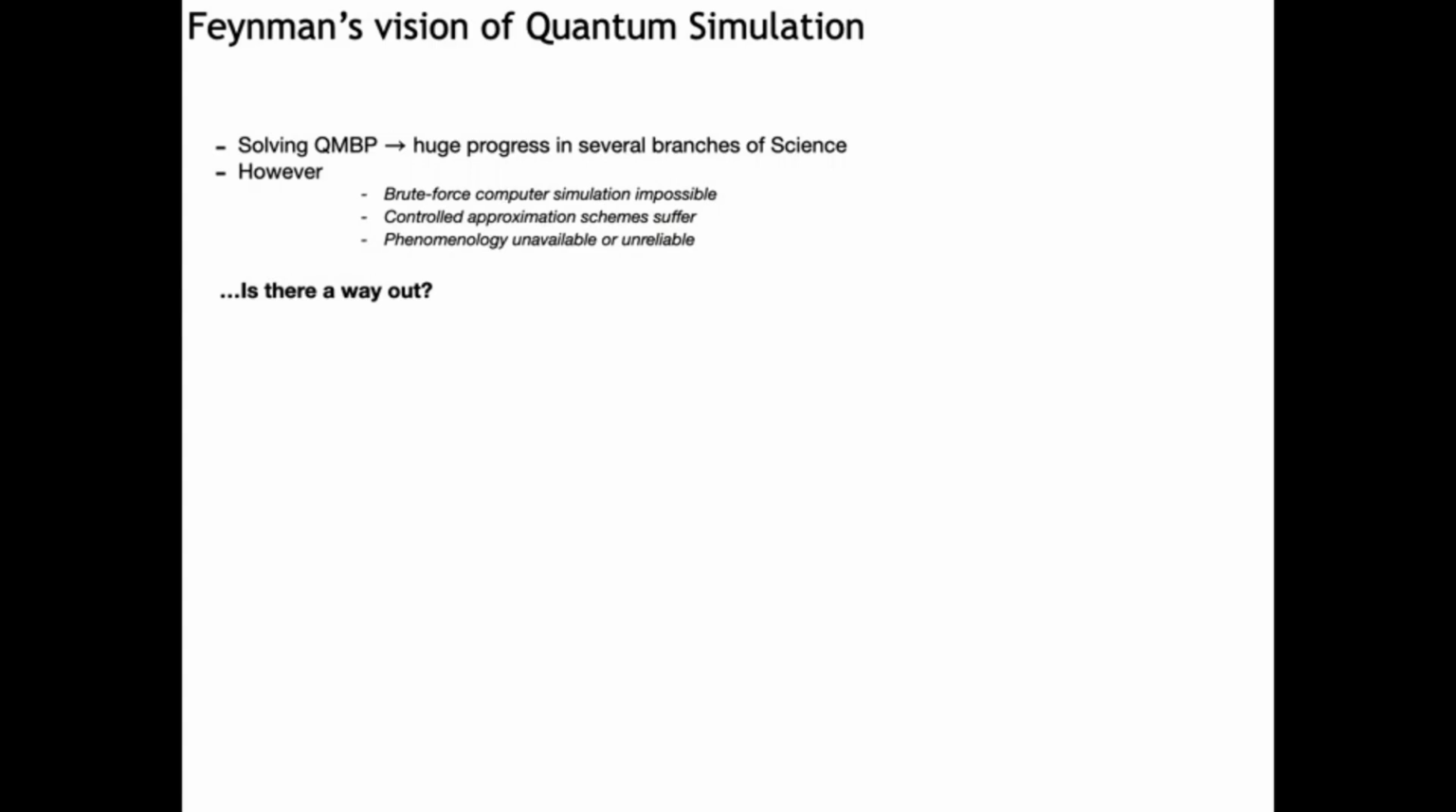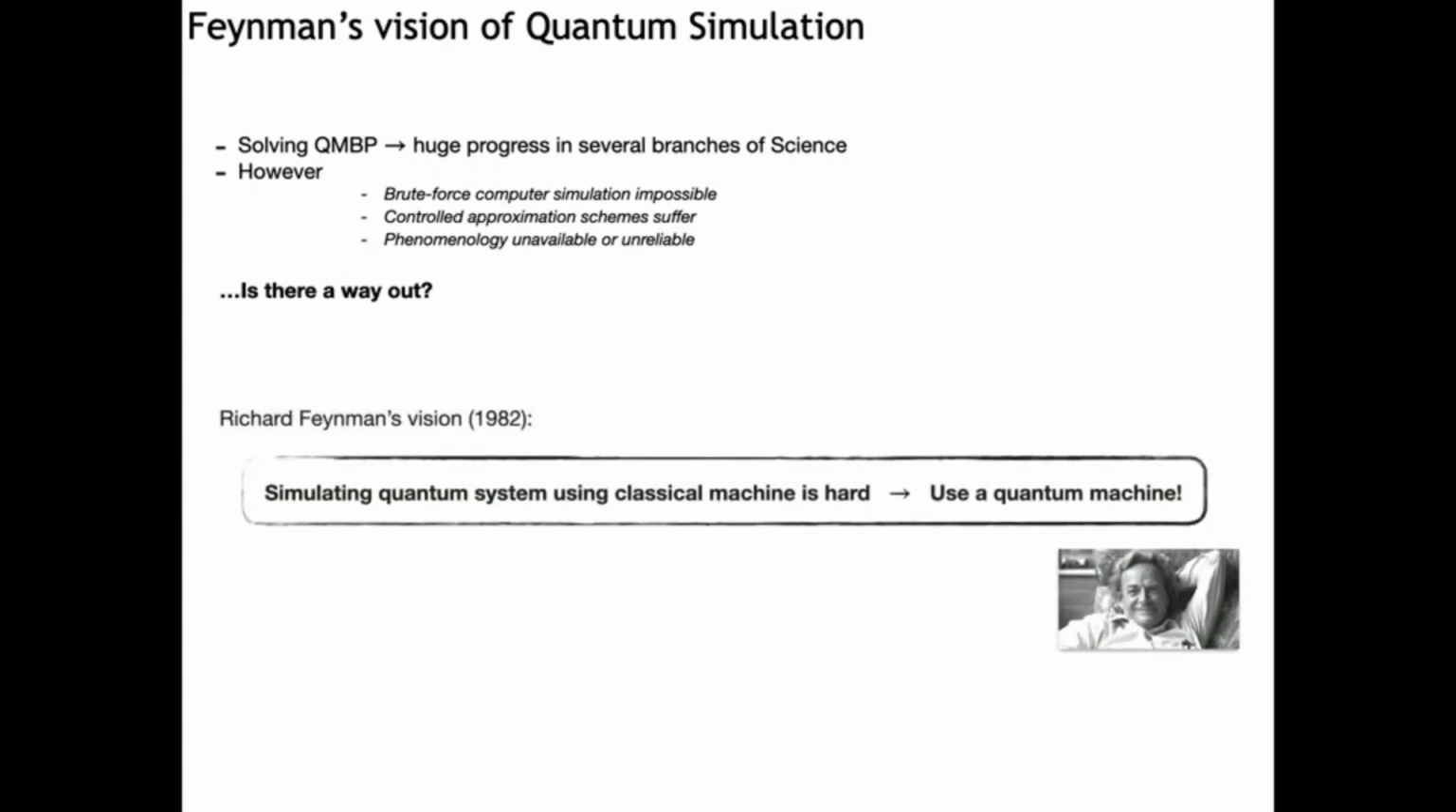And the question is, is there a way out? Is there something we can do about this problem, right? And one possible way out was suggested by the famous physicist Richard Feynman, that we all know, right? So basically, Feynman's idea was the following.